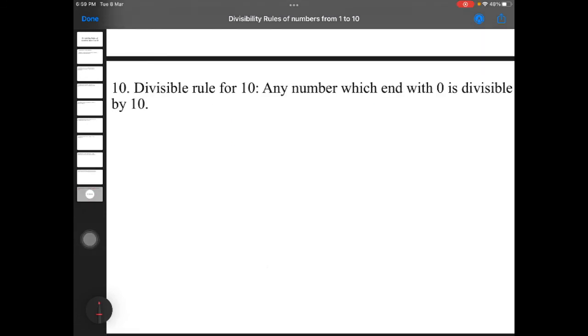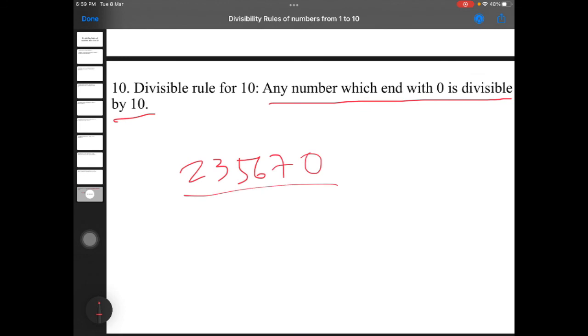And for the number 10, the divisibility rule for number 10 says any number which ends with 0 is divisible by 10. So it's easy. Any number, if it ends with 0, it can be divided by 10. Suppose no matter what number we write, 235670, if we divide it by 10, we will get 23567. So this means any number which ends with 0 can be divided by 10.